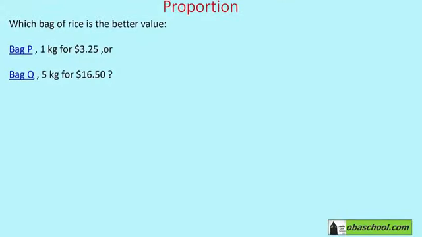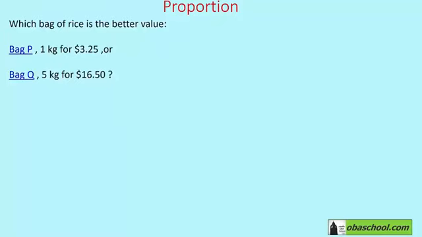In this tutorial, we will solve another comparative cost exercise. Which bag of rice is the better value? We have bag P and bag Q. Bag P contains 1 kilogram for $3.25 and bag Q contains 5 kilograms for $16.50.